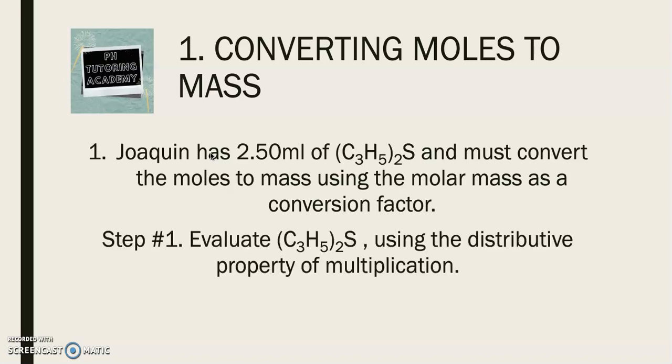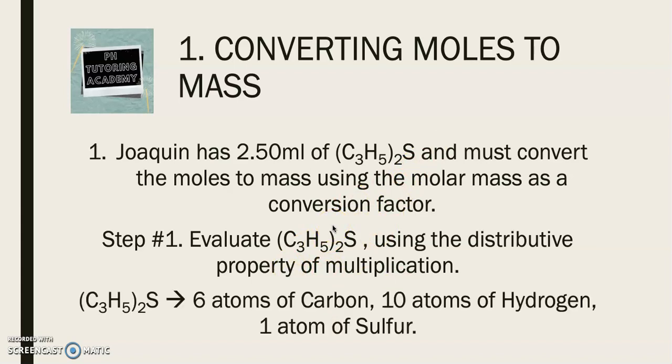So first, let's evaluate this compound using the distributive property of multiplication. We distribute the 2 to the 5 and the 3, but not to the S. So that becomes 6 atoms of carbon, 10 atoms of hydrogen, and 1 atom of sulfur. The distributive property of multiplication only applies to those numbers inside the parentheses. So that's why there's only 1 atom of sulfur.